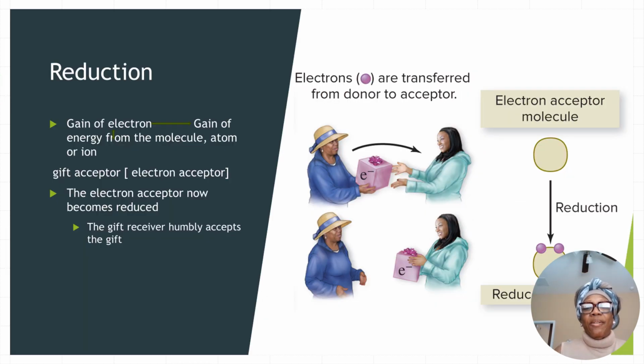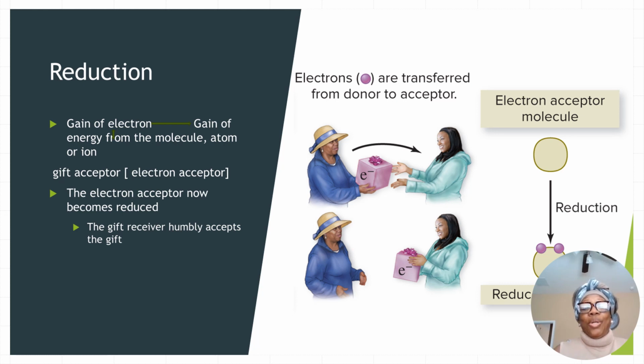Now, in the case of the electron acceptor, that's the person receiving the gift. That is that person receiving that energy. So there is a gain of an electron. And this gain of energy from the atom or molecule is now accepted by this electron acceptor, or gift acceptor. The electron acceptor now becomes reduced because it is more negative.